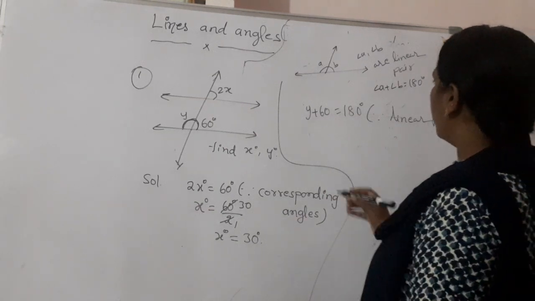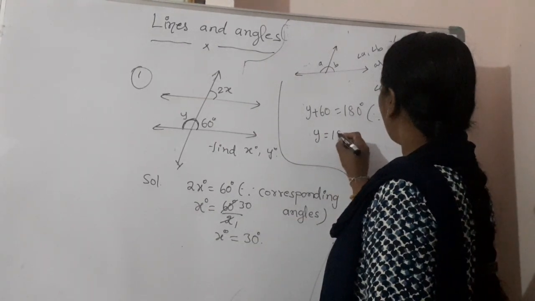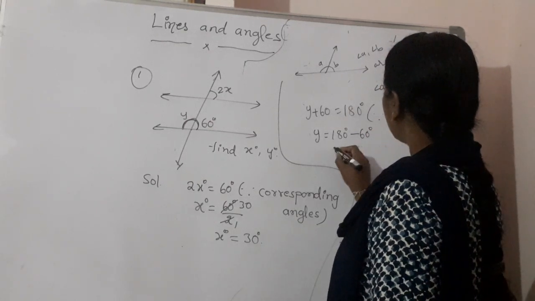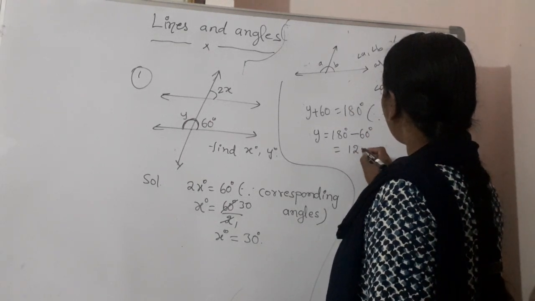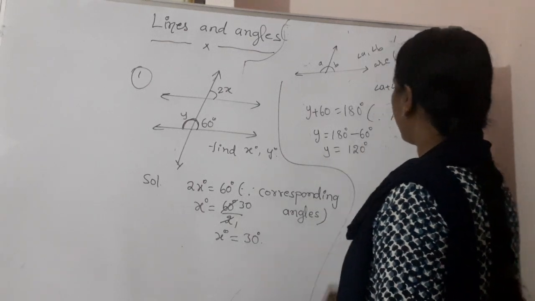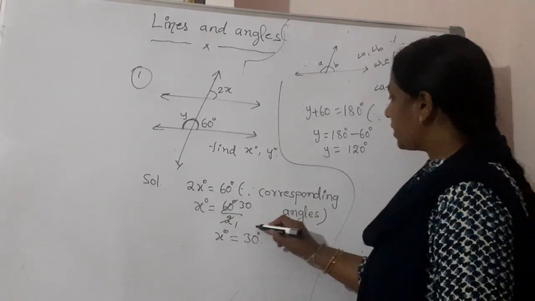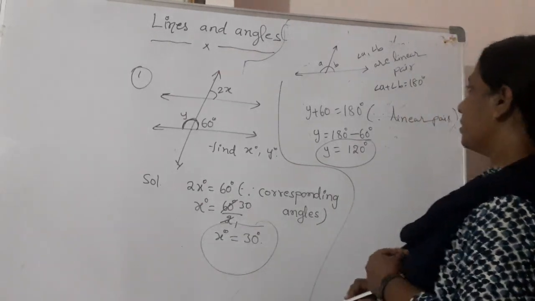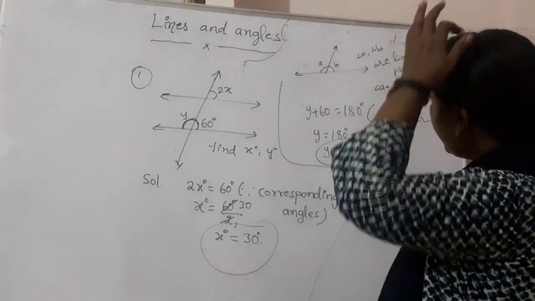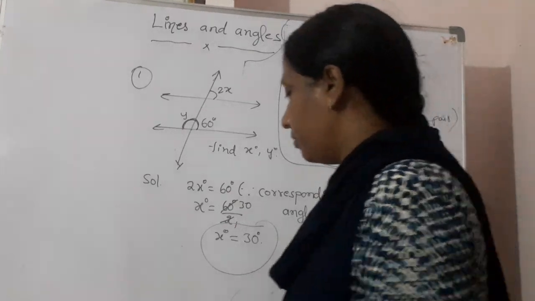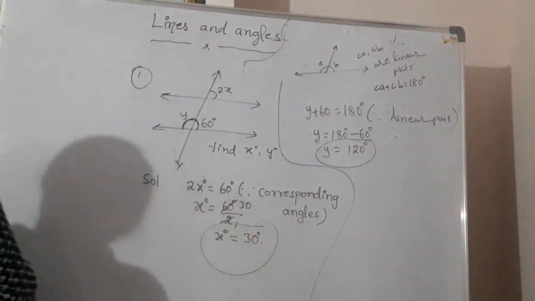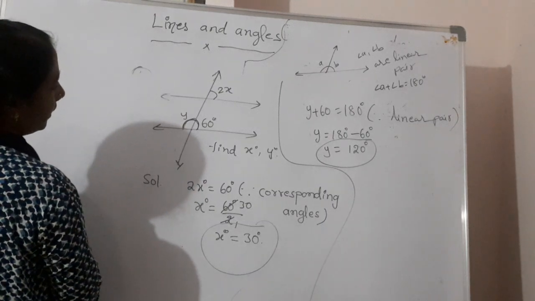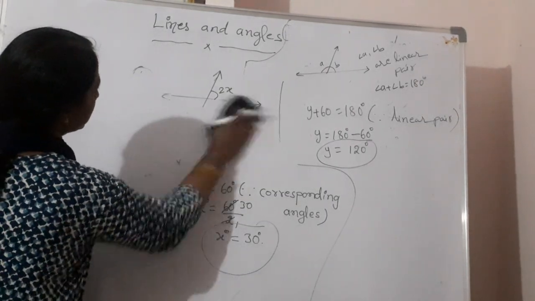So now y equals 180 degrees minus 60. So 180 minus 60 is 120 degrees. This is y. So x equals 30 degrees, y equals 120 degrees. This is the first problem. Next model. One more problem, let's take. Here you observe two properties, linear pair and corresponding angles.